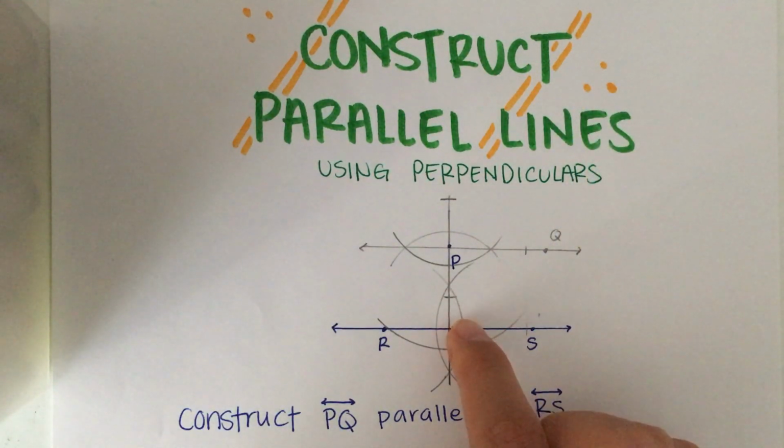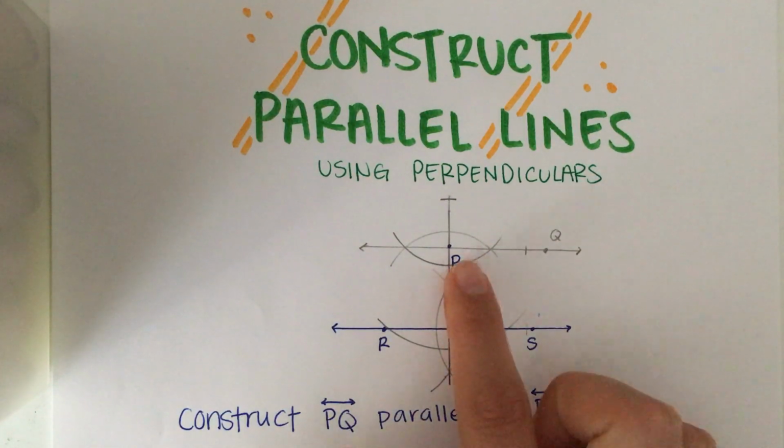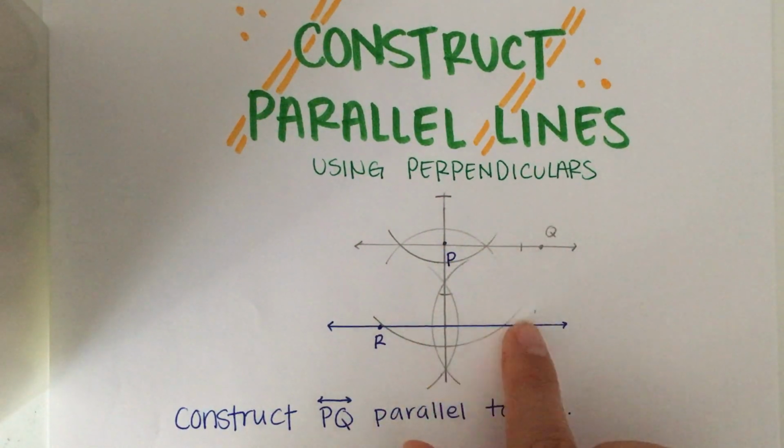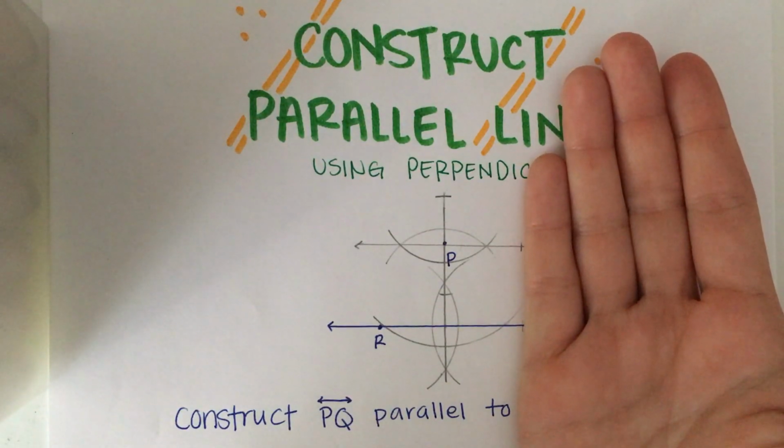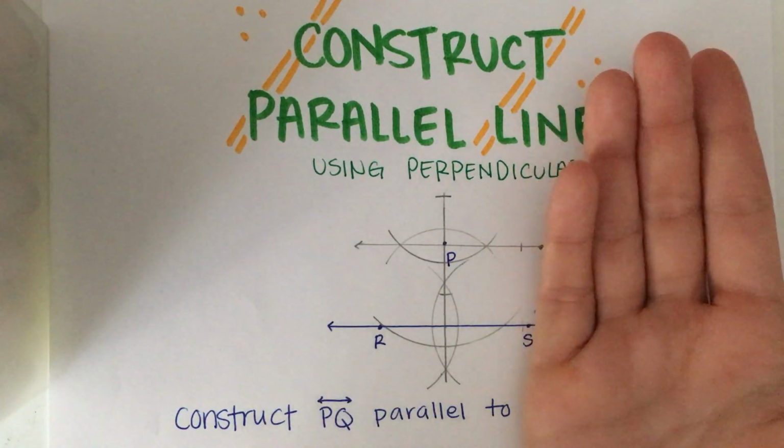So with these two 90-degree angles, as long as we go the same distance along the parallel lines, we will create another set of 90-degree angles as well.